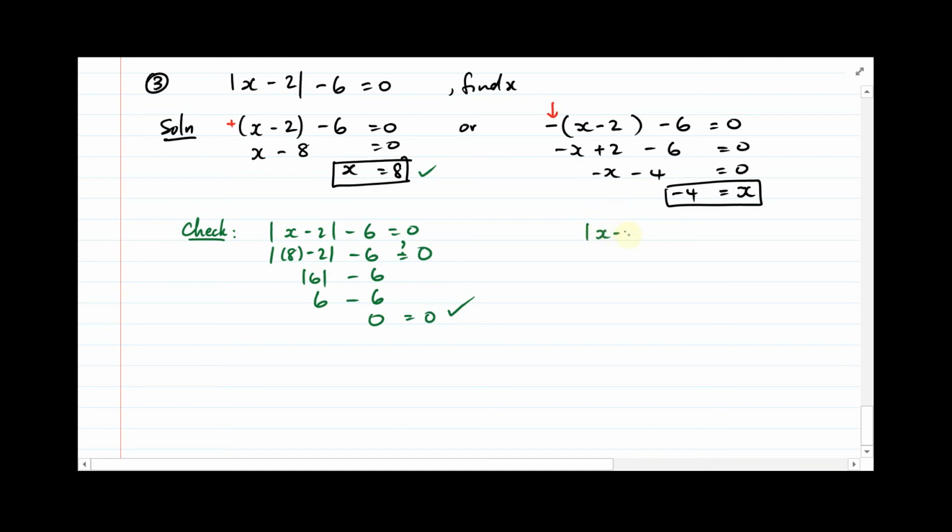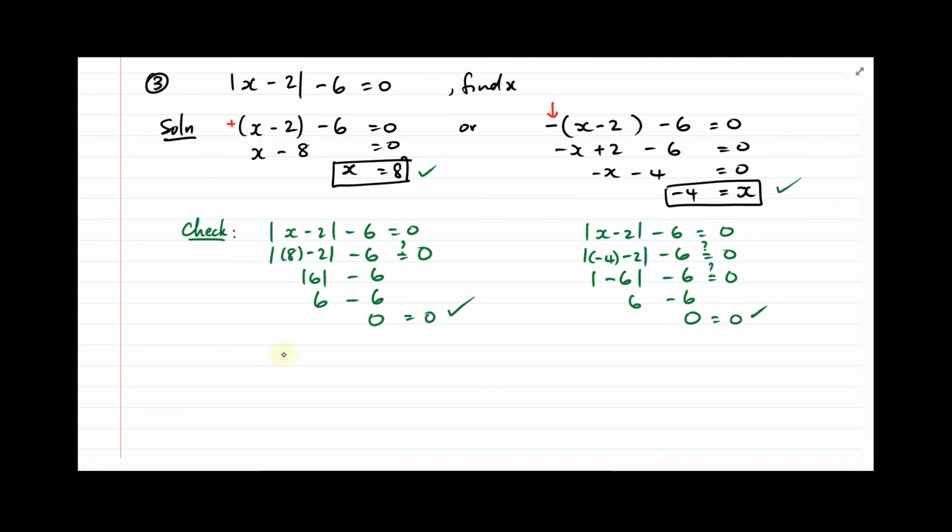Going to the next one, the absolute value of x minus 2, minus 6 equals 0. Substitute again for x. Do use your brackets when substituting. All right, absolute value of negative 6 is 6. 6 minus 6 is 0. 0 equals 0. So again, both solutions work. So I can come back and conclude that my solution is the set of x's such that x is equal to negative 4 or 8.